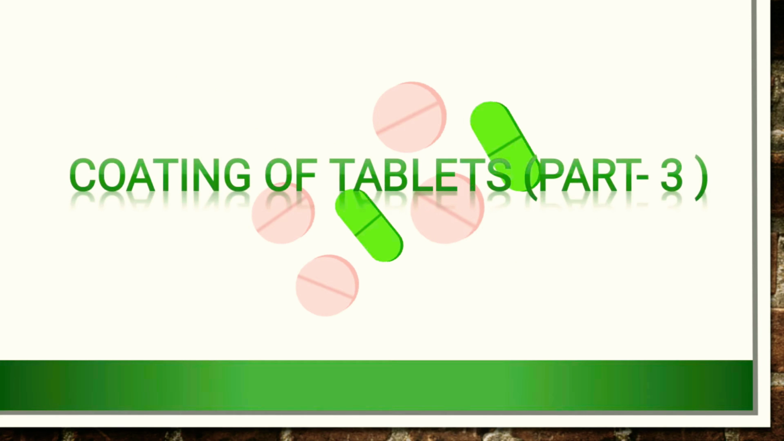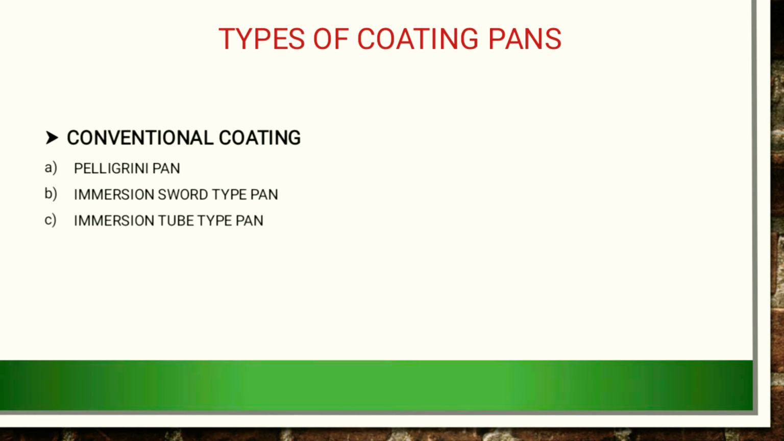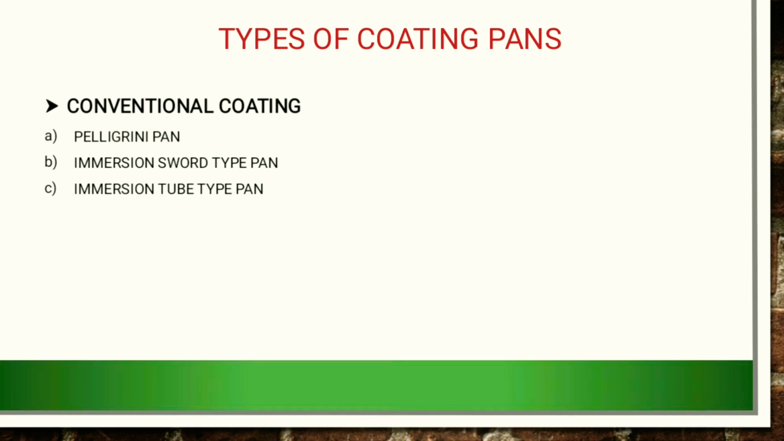Hello students. In this video, coating of tablets part 3, we are going to study about different coating equipments. Basically, these are the following types of coating equipments. The first one is conventional coating. For conventional coating, the various equipments employed are Pellegrini pan, then immersion sword type pan, then the next one is immersion tube type pan.